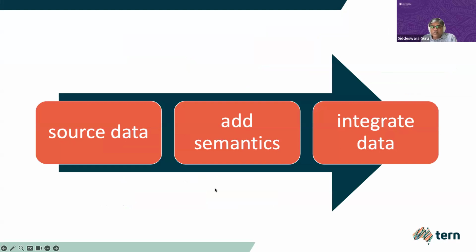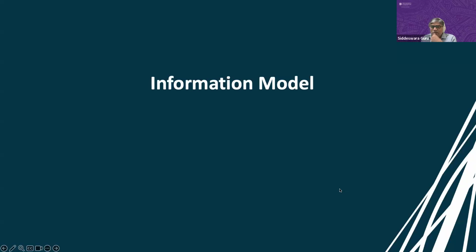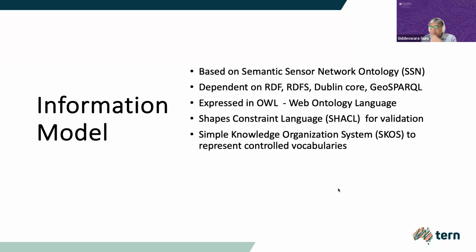So just in summary, what we do is we take the source data and add meaning to it, because as I said, each of the terms may be the same, but have different meanings. That's why we add semantics. Semantics is the meaning of each of those terminologies, and then we integrate the data sets. That's what we do as part of the complete process. So I'll briefly explain the information model we use, and then go from there.